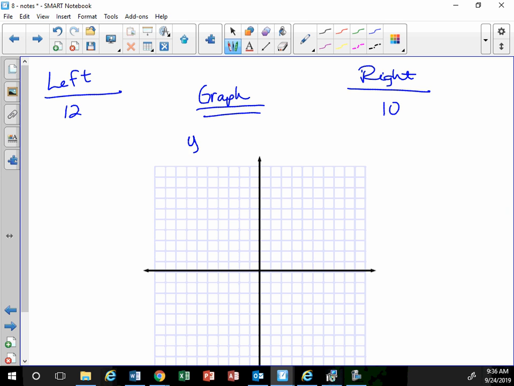Alright, let's try again. Let's do -2 log base 3 of x minus 4 plus 3. I know. You can do it, guys. Order matters this time, guys.